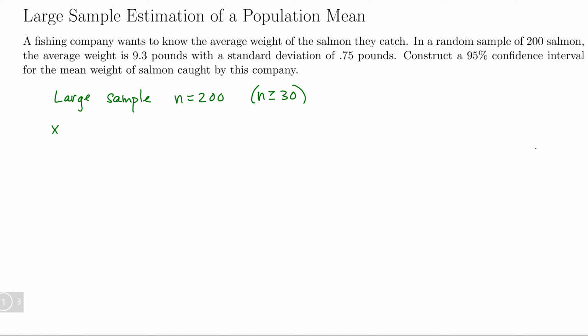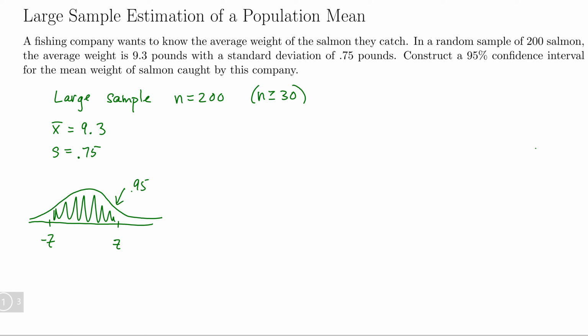In this case, X bar, the sample mean, is 9.3 pounds. This is the mean that came from the sample of 200 salmon. The sample standard deviation is 0.75 pounds. Again, this is the sample standard deviation because it came from the sample of 200 salmon. This would get done the exact same way if you had the population standard deviation, which is less likely but possible. Since we're looking for a 95% confidence interval, we are looking for a z-score such that 95% of the area is between z and negative z.